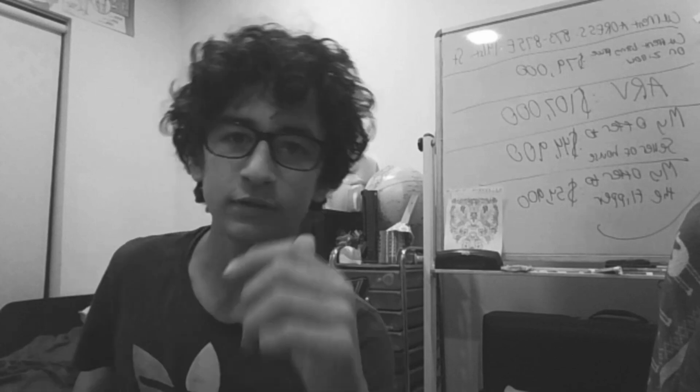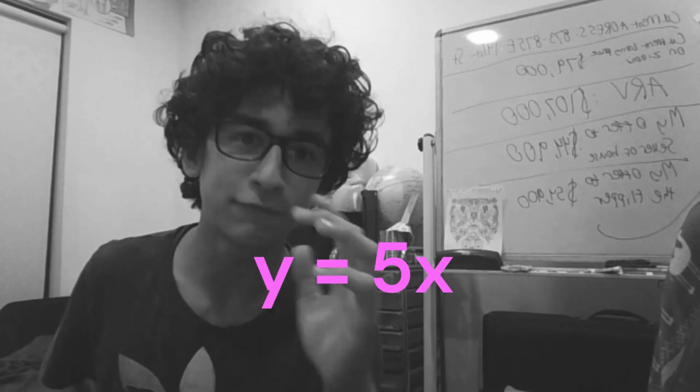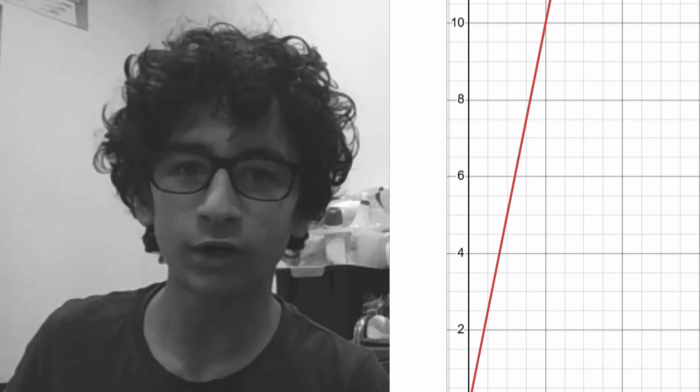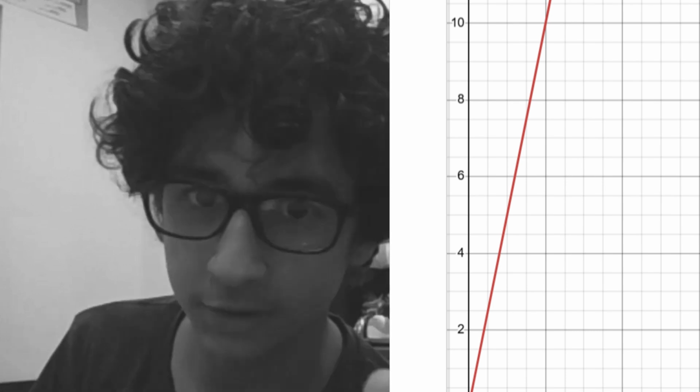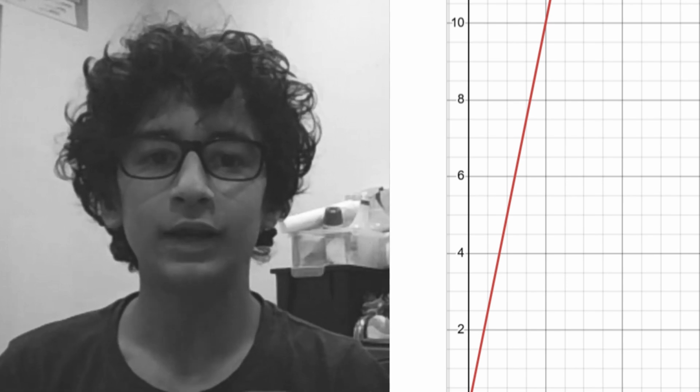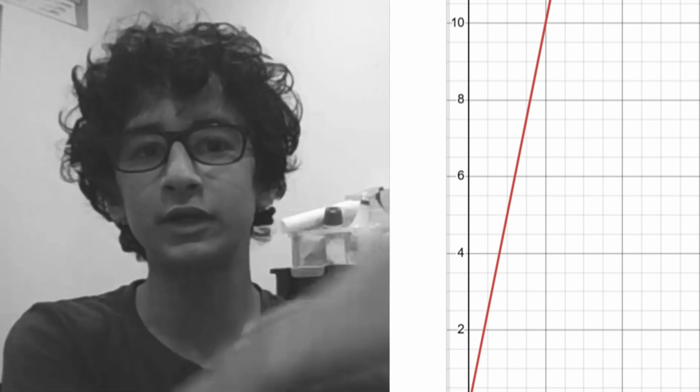So the m could be any number. For example, if the m is 5, it would be y equals 5x. On a graph, it would start from the y-intercept, which Mustafa talked about. You should remember that. It will go up by 5, 10, 15, 20, 25, and so on. That's the m, and you should remember this.